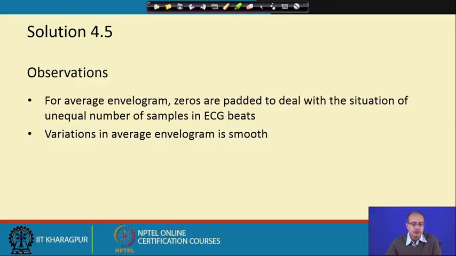The next point is that the variation in the average envelopegram is smooth, that averaging is actually helping us subdue the variation, and that has a positive effect in getting the envelope of the signal. So, that is the benefit we get out of the average envelopegram.